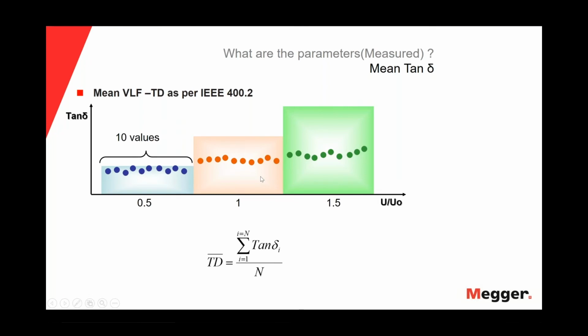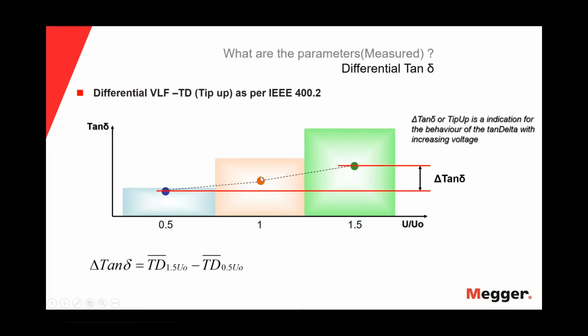The second parameter we will measure will be the differential VLF tan delta, or tip up, also called the delta of the tan delta. The delta of the tan delta is the mean value of the tan delta at 1.5 U0, from which we subtract the mean value of the tan delta we get at 0.5 U0, as we can see in this equation. Okay, this is the second parameter we will measure.